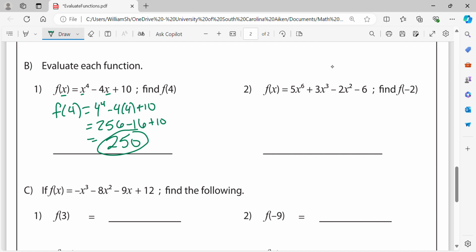Let's look at number 2. f of x equals 5 times x to the 6th power plus 3 times x to the 3rd power minus 2 times x squared minus 6, and we want to find f of negative 2. So I'm going to plug in negative 2 everywhere that there's an x.